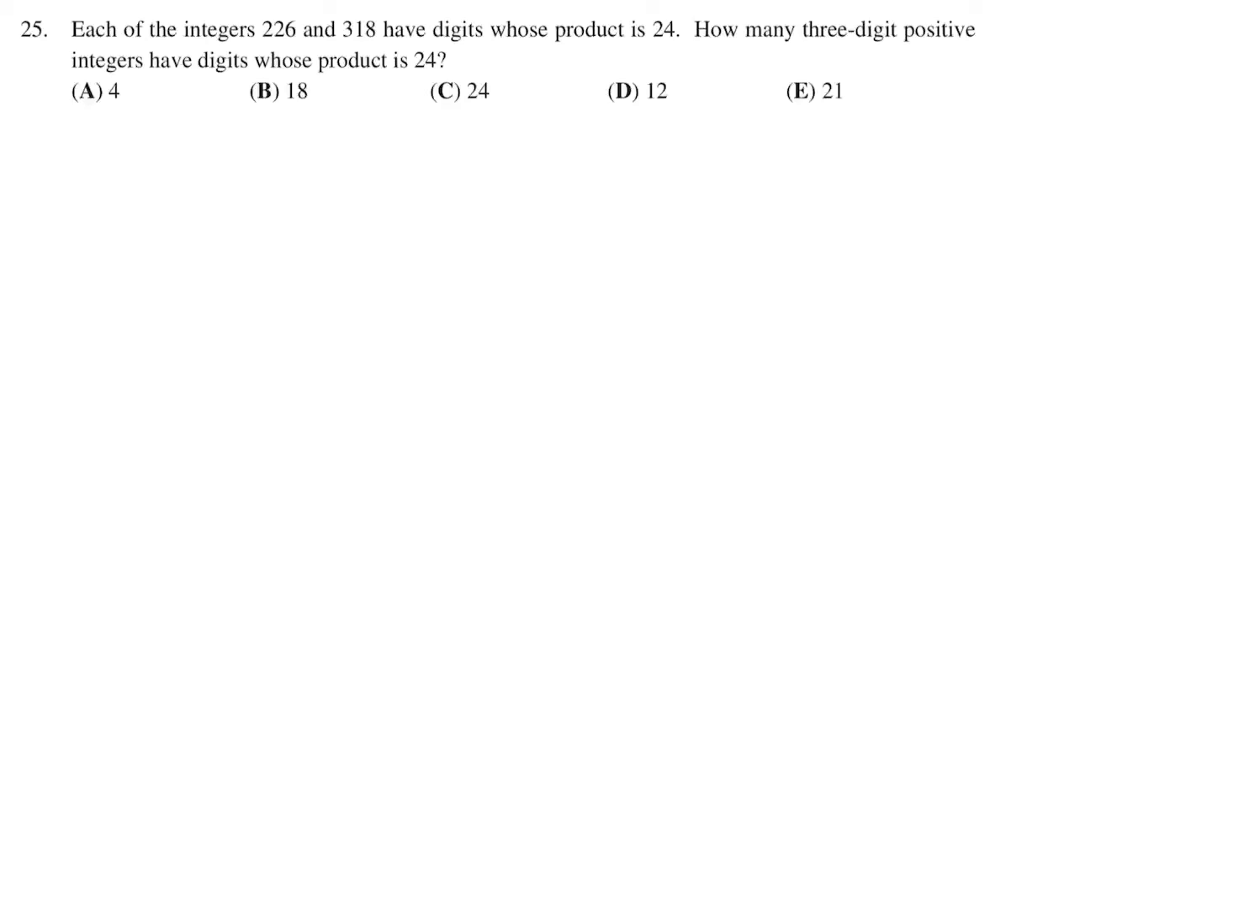Each of the integers 226 and 318 have digits whose product is 24. How many 3-digit positive integers have digits whose product is 24? So we've got a 3-digit number, say A, B, and C. And if you take the individual digits and multiply them by each other, they will equal 24. And they want you to figure out how many such numbers there are.